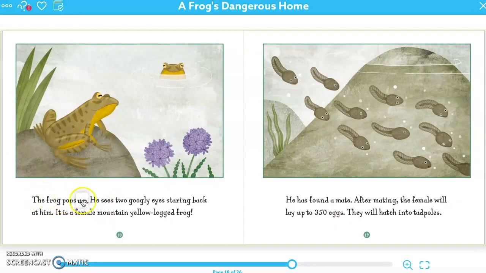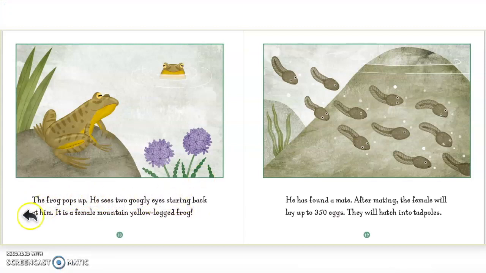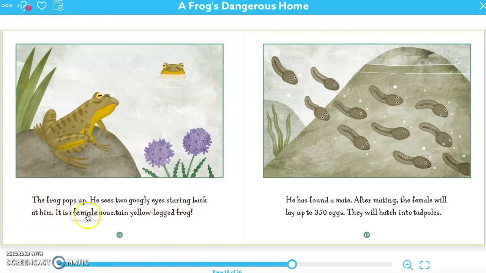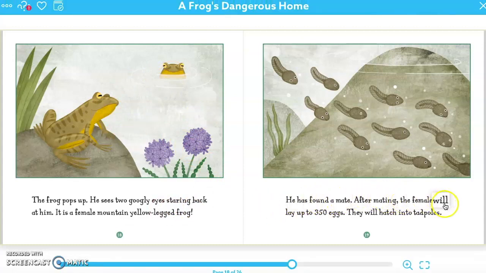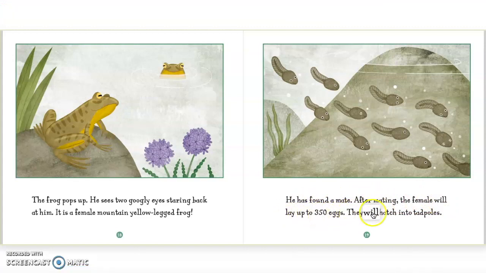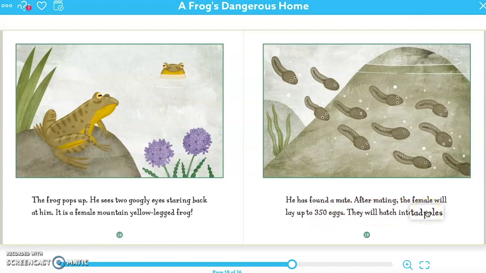The frog pops up. He sees two googly eyes staring back at him. It is a female mountain yellow-legged frog. Ooh, the same frog that he is. He has found a mate. After mating, the female will lay up to 350 eggs. They will hatch into tadpoles.